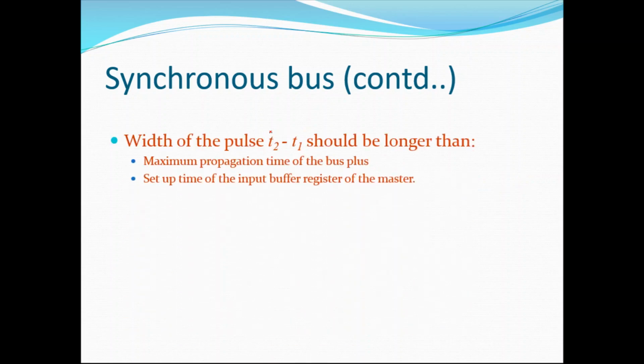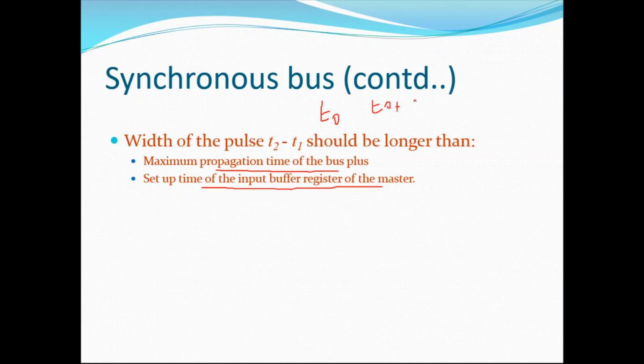Similarly, what is T2 minus T1? Again, it is the maximum propagation time of the bus plus the setup time of the input register of the master. How much time it takes for the master to set up the input buffer. See, propagation delay means what? There will be some delay in sending the data. For example, the device starts sending the data at time t naught, but to appear in the bus, it may not appear immediately. It may appear at time t naught plus alpha.